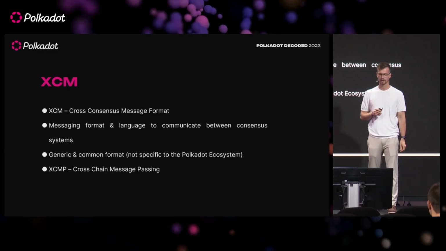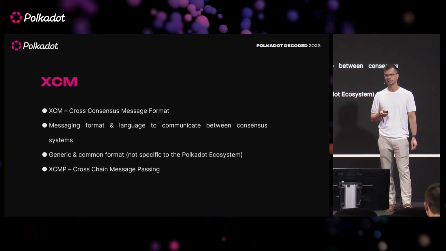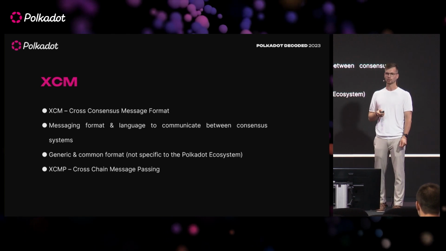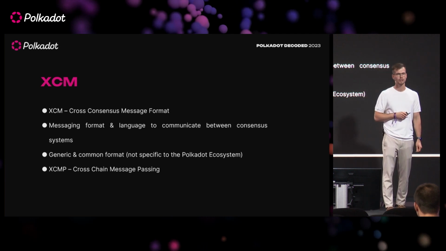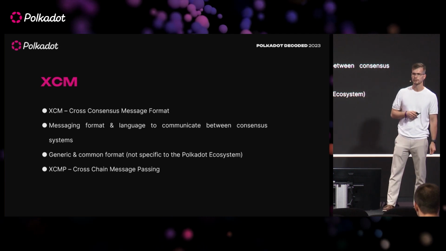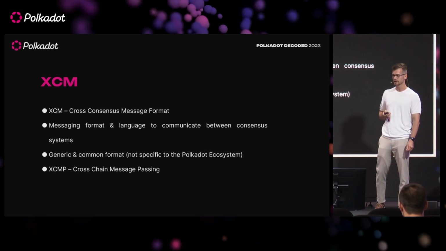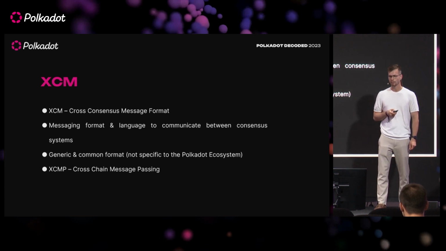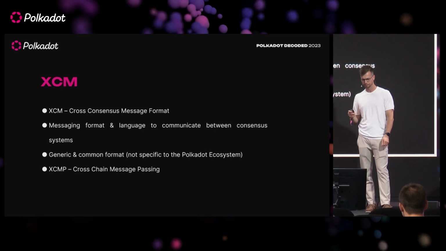Terminology first. XCM. XCM is the cross-consensus message format, and it is a language and a format that allows communication between different consensus systems. It's a generic and common format, which means that it is not Polkadot specific. Another term that needs to be introduced is XCMP, and XCMP stands for cross-chain message passing. So it is a transport layer for XCM messages.